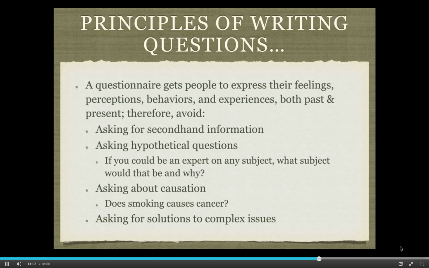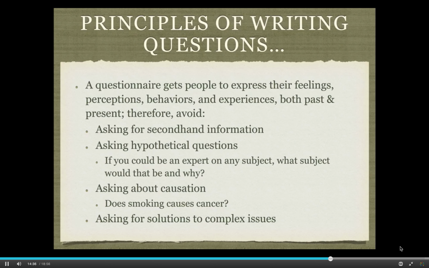A questionnaire gets people to express their feelings, their perceptions, behaviors, and experiences, both past and present, and therefore you want to avoid asking for second-hand information. Avoid also asking hypothetical questions. If you could be an expert on any subject, what subject would that be and why? Those questions are not real about the person's perception, behavior, or experience. They are more hypothetical and less useful.